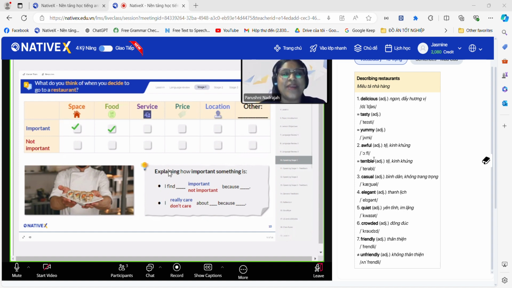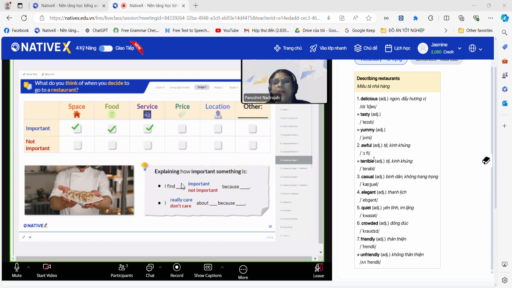Good. And what about service? Is service important or not important to you? Will you come back to a restaurant if the service is slow or unfriendly? Service is, I think, important because I don't want to go to a restaurant that has unfriendly service.